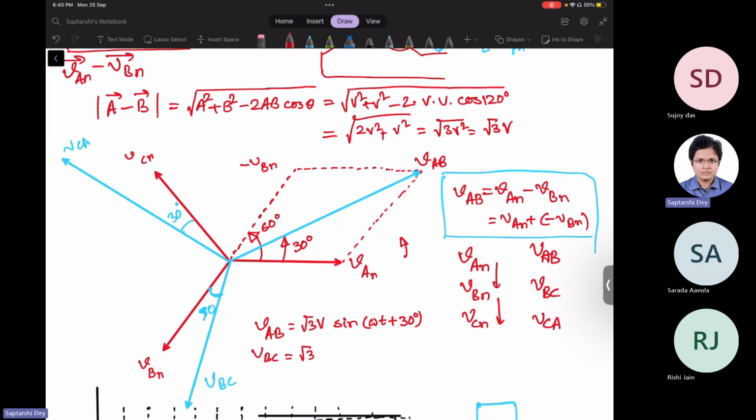For VBC, if you're writing in degrees, do not forget to mark the degree. If you write in degree but do not show the degree, it will by default be treated as radian because omega t is in radian. VBC is root 3V. Now, we need not look at them. We simply lag it by 120 degree. So it becomes minus 90 degree. And VCA will lead AB by 120 degree. So it will become this.